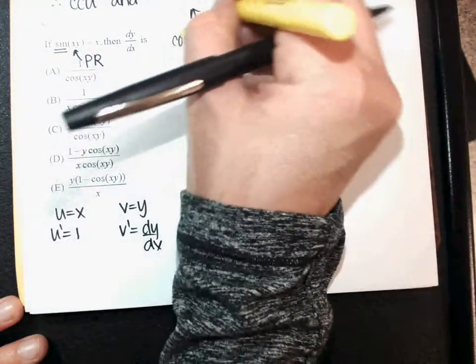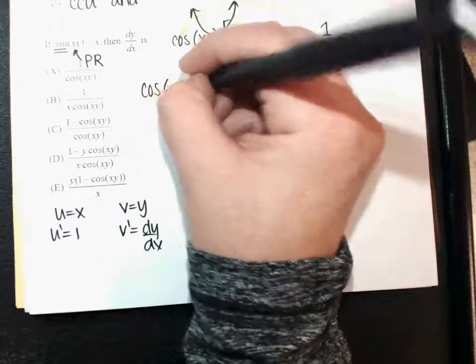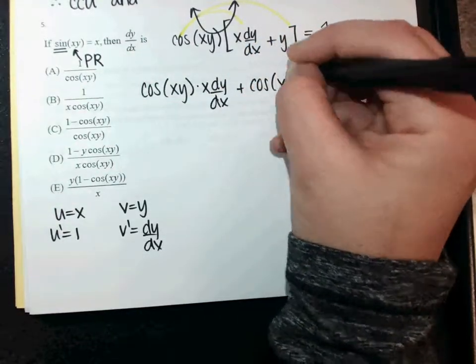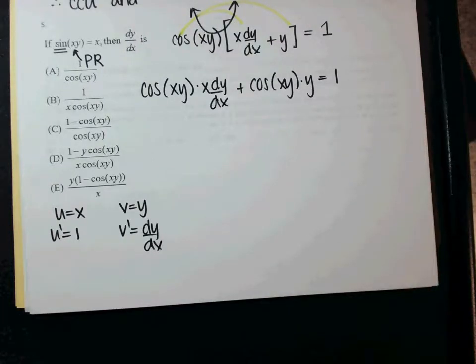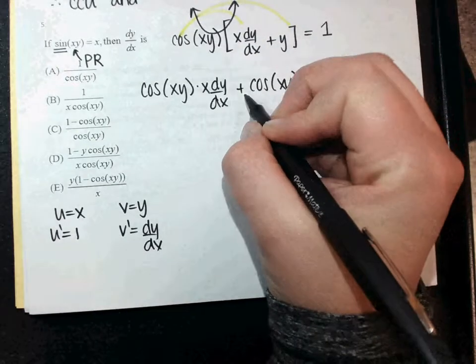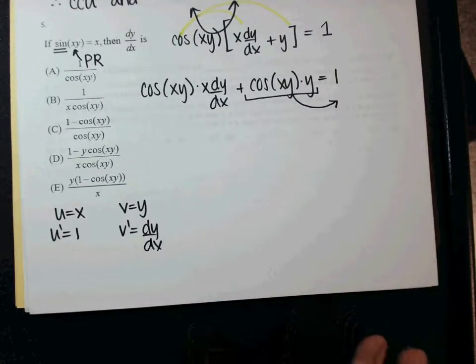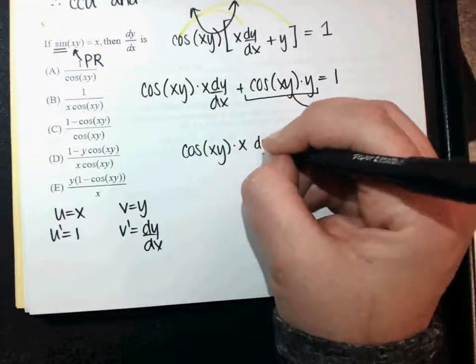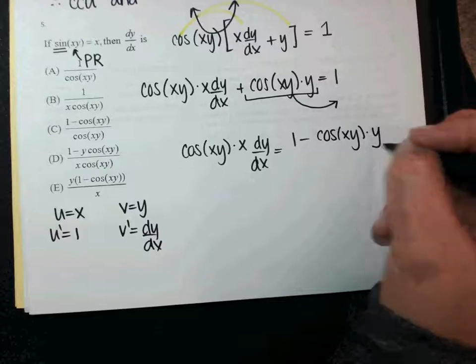Distribute the cosine x in. So it takes a little more writing, but you're not going to have to get a common denominator later. x dy/dx. And then on the second one, I'm going to have a cosine xy times a y. So that way, I can just subtract across like we always do, and then divide the other thing across, and then you're still done. So this whole term is going to move across. What sign will it have when it goes across? It'll be a minus. So cosine xy x dy/dx equals 1 minus cosine xy times an extra y.